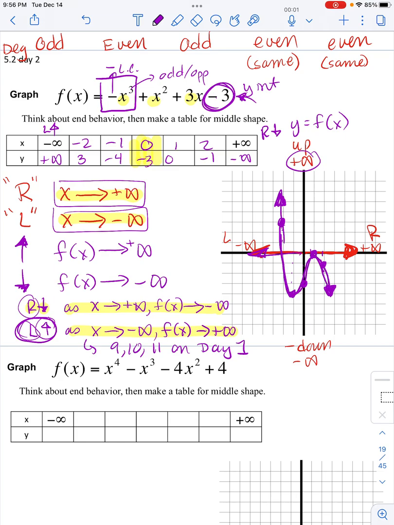So this is my best guess of my polynomial graph without having to plot more points. I know for 100% fact my right end goes down, left end goes up. And these points.